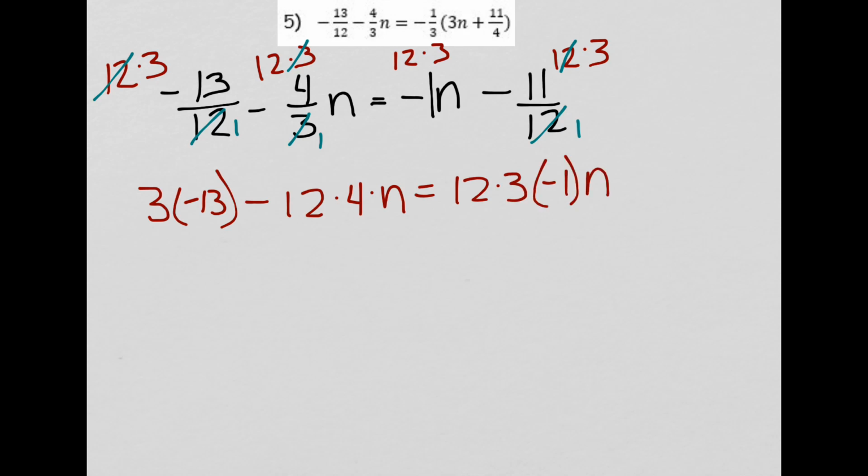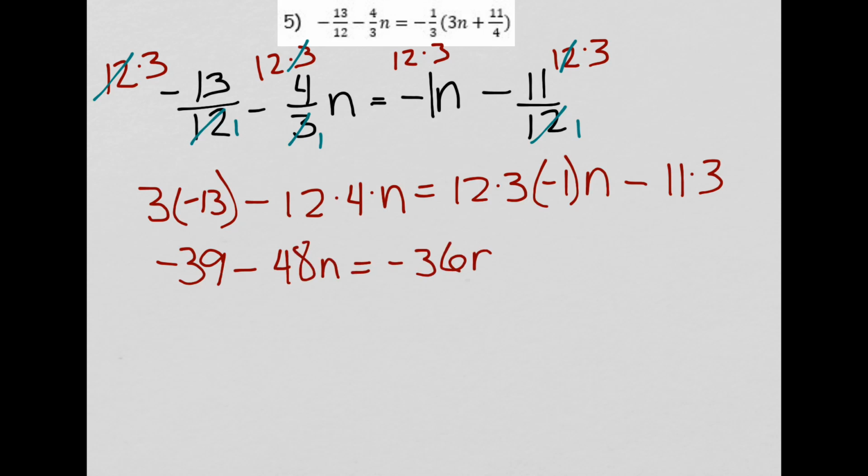I'm putting those in parentheses so that you know you have to multiply and not subtract. Hopefully that's not confusing. And then all I have left here is an 11 times 3. So this becomes negative 39 minus 48n equals negative 36n minus 33.